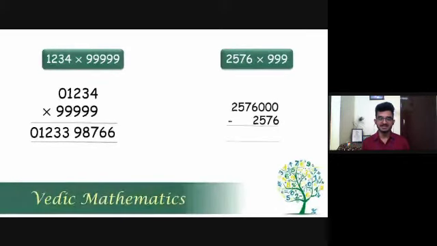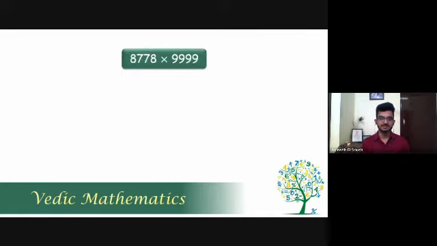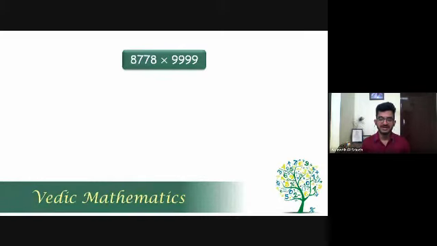The next question, 2576 multiplied by 999. It is case 3. The number of digits in the multiplier are less there. The base for 999 is 1000. So you'll have to multiply by 1000 to the multiplicand and then subtract it. So you get 2573424 as the answer. And the last question, 8778 multiplied by 9999.